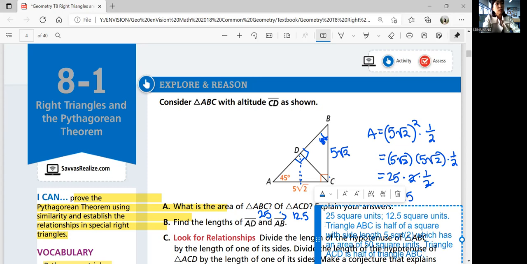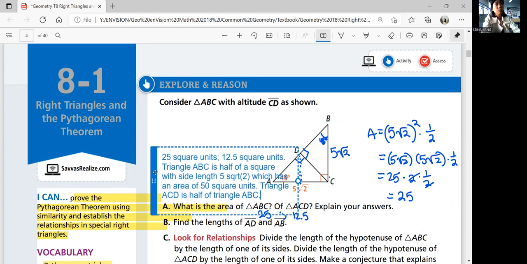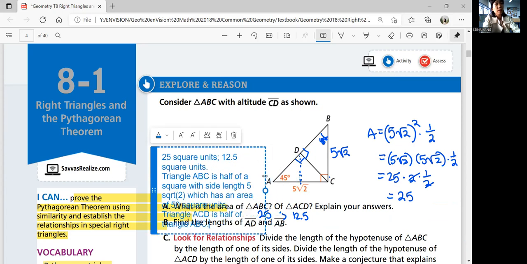You can't really see this, right? So I'm gonna move it here. Okay, this is part A.